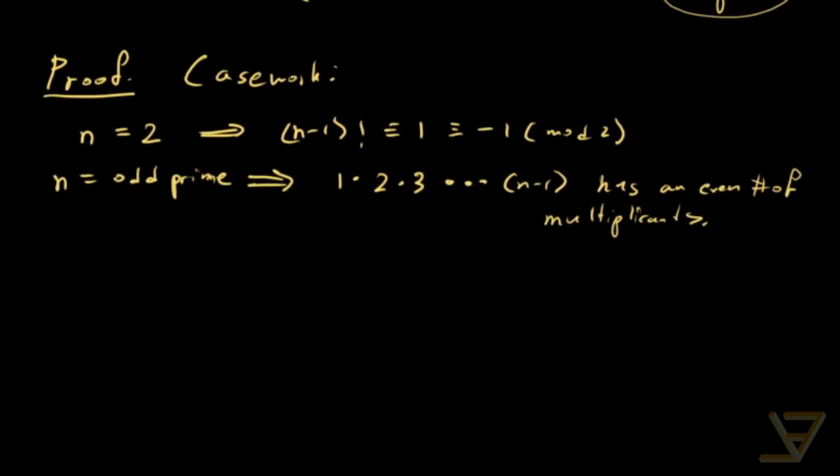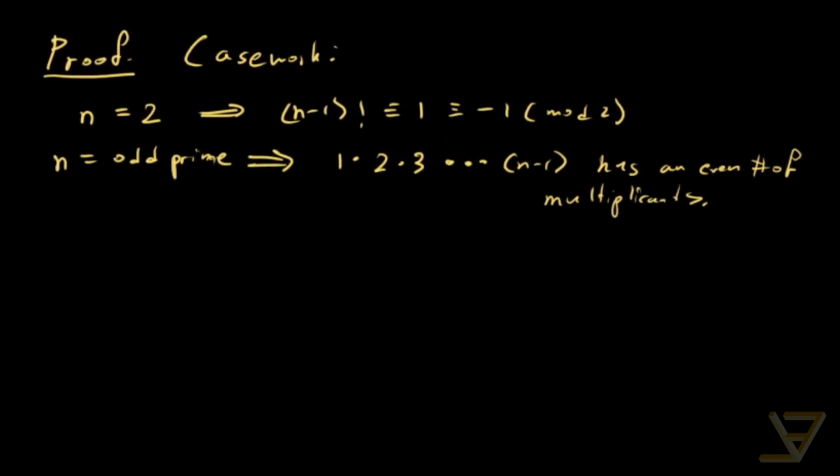So what we're going to do is pair them off. 1 squared, well, 1 times 1, is its own inverse, and n minus 1 squared is negative 1 squared, which is also its own inverse. But modulo an odd prime, all of the other residues pair up. And I'll give you an example.